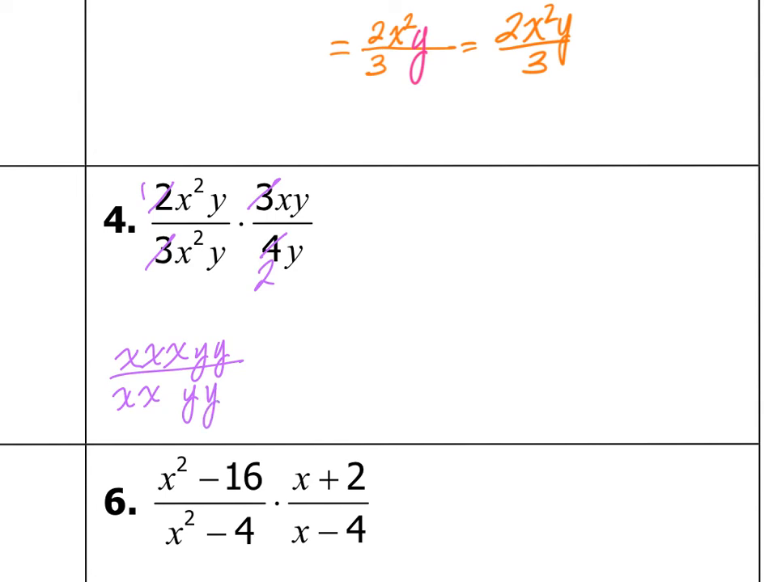3, 1, 2, 1, 2. Yep, okay. So that means that 2 of my x's go away, 2 of my y's go away, and I get left with 1 x in the numerator. So in the top, I've got x over 2.